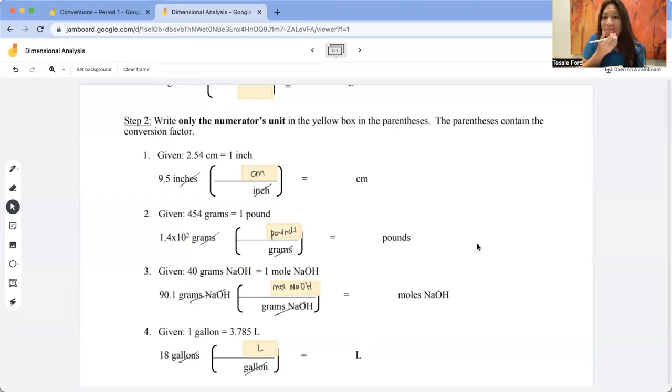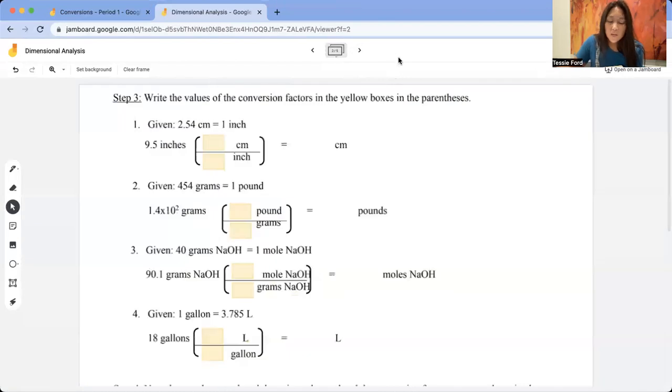No, not yet. Step 3. Okay, so we have our units, and then I'll cancel them because we know inches go away, and I get stuck with centimeters. Grams go away, get stuck with pounds. Grams get stuck with moles. Gallons get stuck with liters. The next step, step 3, is now you write in the numbers for the conversion factor.